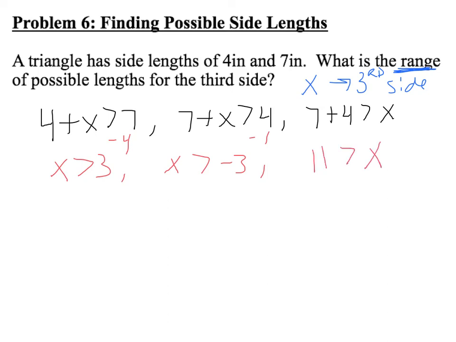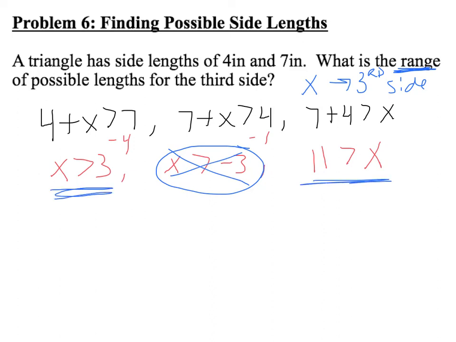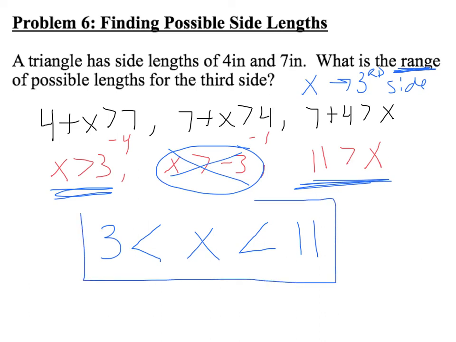Now when I look at this, X cannot be negative because a side length is a positive number. So this one is not possible. Now I'm going to write the other 2 inequalities as a compound inequality. X has to be in the middle. My lower bound is going to be 3, and my upper bound is going to be 11. So X can be greater than 3, but it has to be less than 11. Not or equal to. Remember, it can't be or equal to. So this would be my final answer: X can be any number greater than 3 and less than 11.